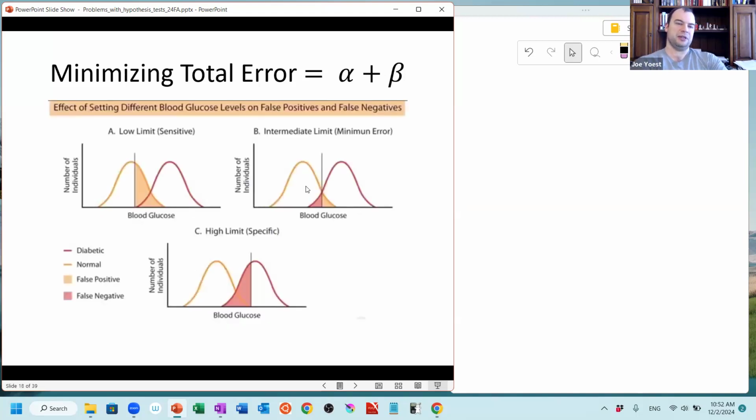We'll minimize beta at the expense of a higher alpha. And this is just an example showing that if you want to minimize the total error, roughly speaking, you choose the intersection of the two PDFs as your cutoff point.